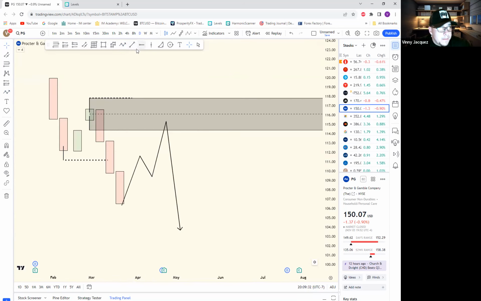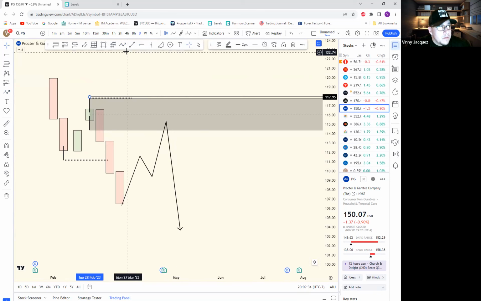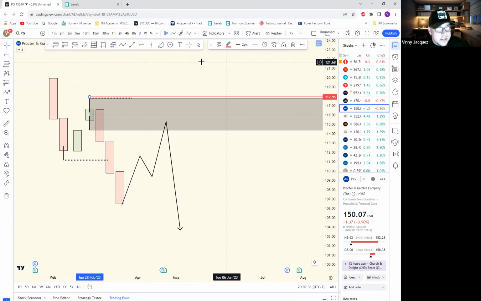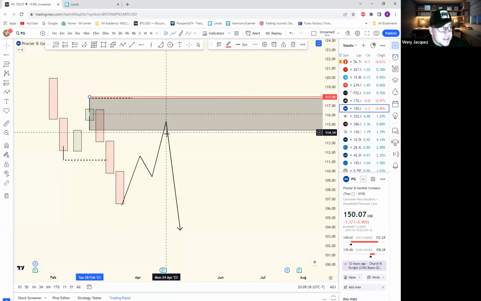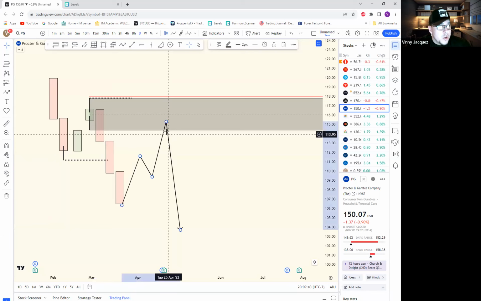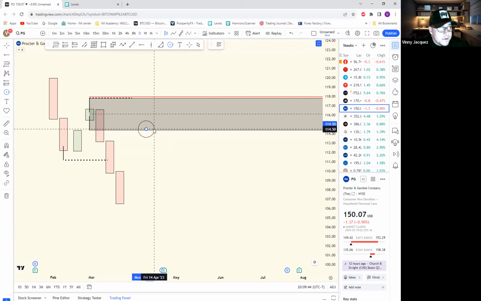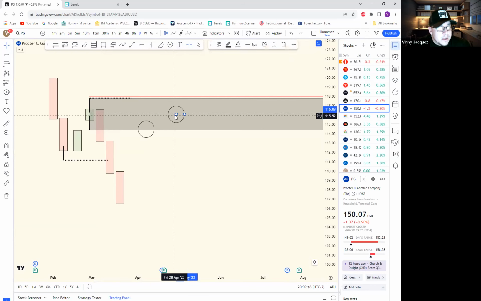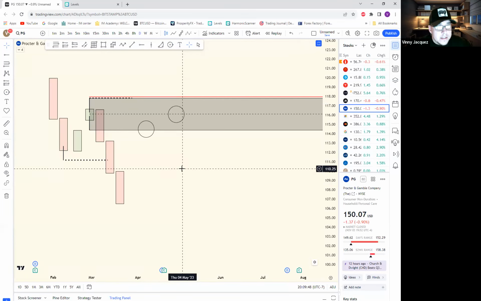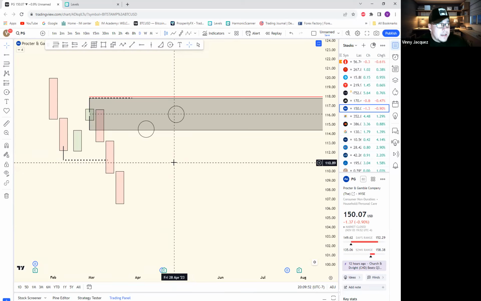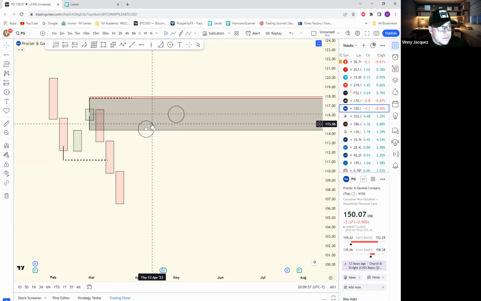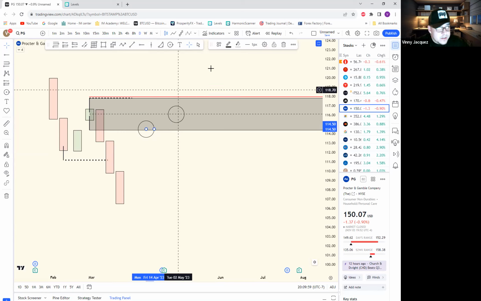Where's our stop loss going to be? Above the high. Nothing changes, guys. Whether you want to enter at the first touch or the 50%, that's totally up to you. Your pair is going to do specific things. That's why you backtest and study your pair. So take that with a grain of salt.